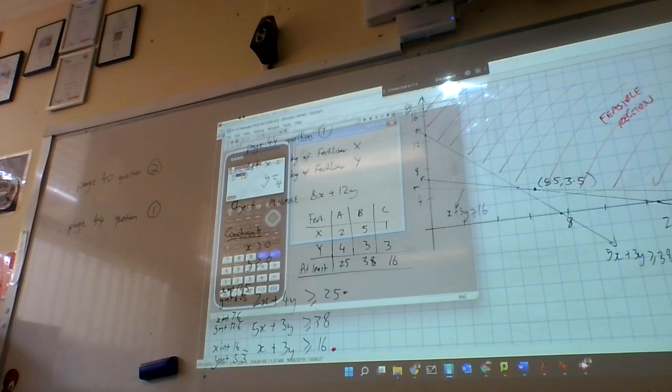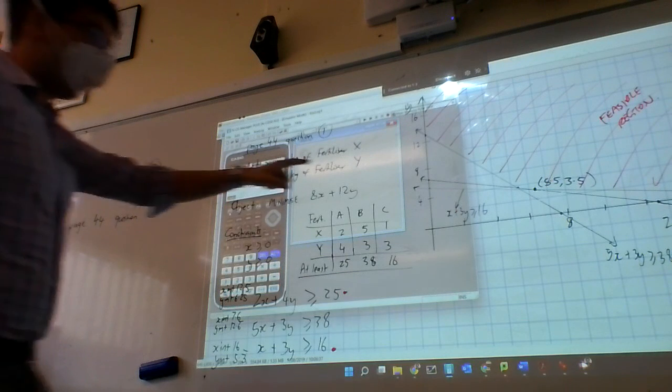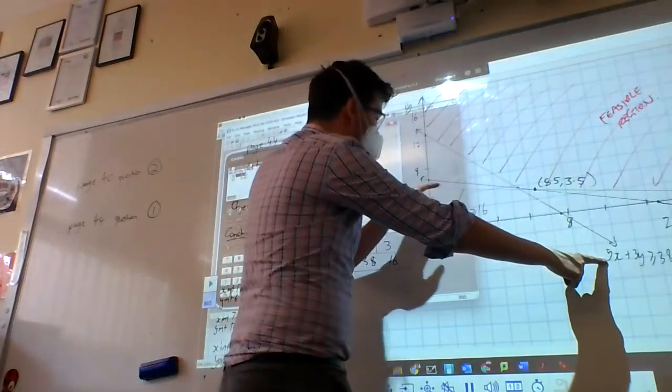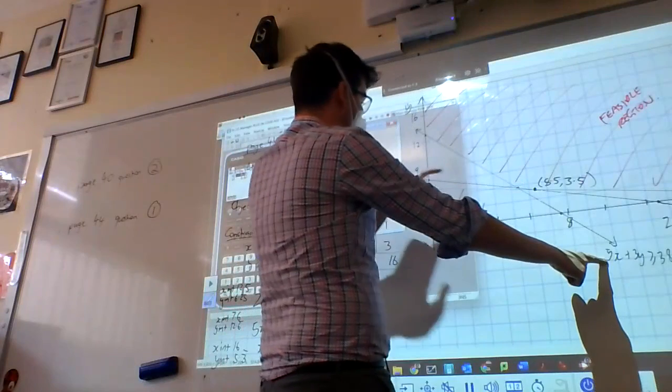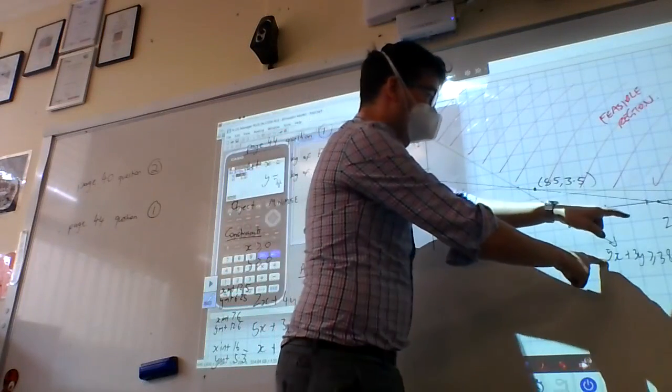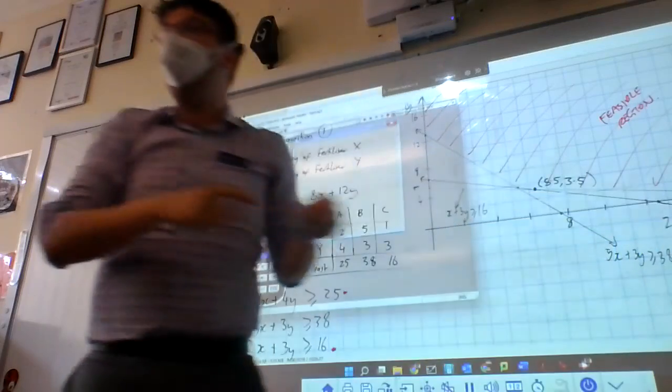Can you tell us how to do that intercept first? That one there. Well, what are the two lines? It's that line there, and the top line. You need to find what the two lines are and put them in equation mode.